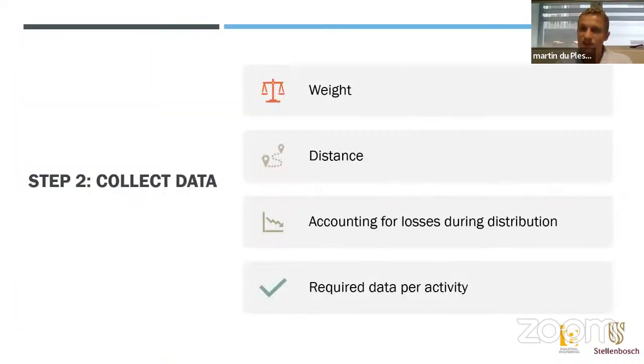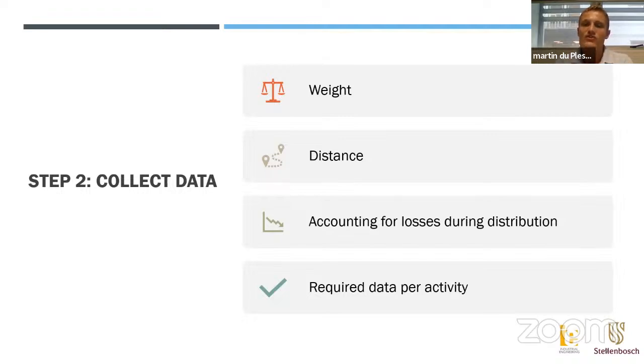So the first step, just to recap, is to identify all the activities that we need to do a calculation for. The second step is, for each of the activities that I identified in step 1, we now need to go and collect data. And the framework is quite prescriptive and in depth when it specifies what data is necessary.